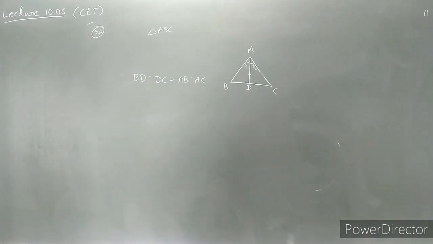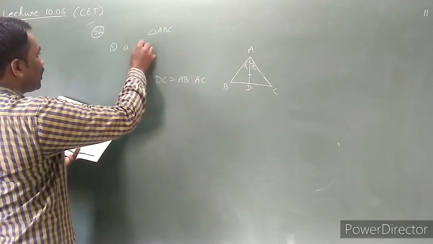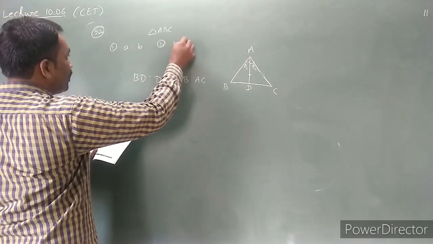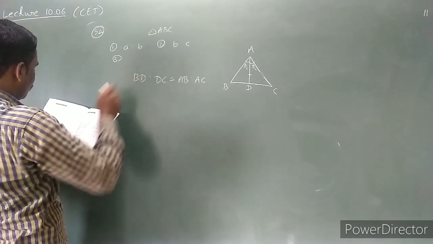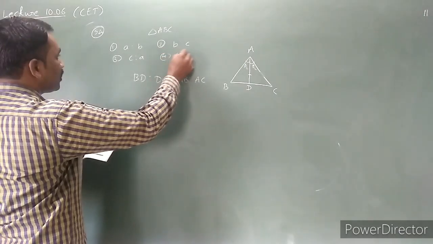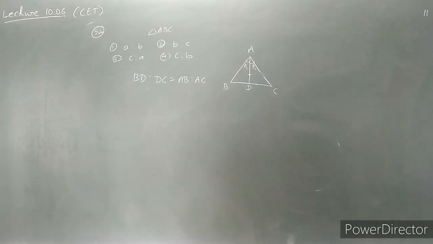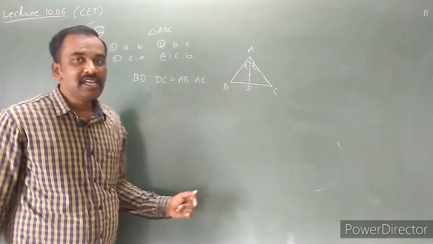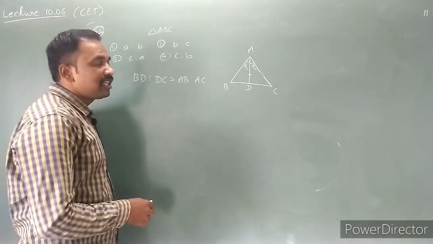Then what are the options they have given? Options they have given are in terms of small a, b, c. Option A is a is to b, the second option is b is to c, the third option is c is to a, and the fourth option is c is to b. What are these small a, b, c? The small a, b, c are the side lengths of the triangle.